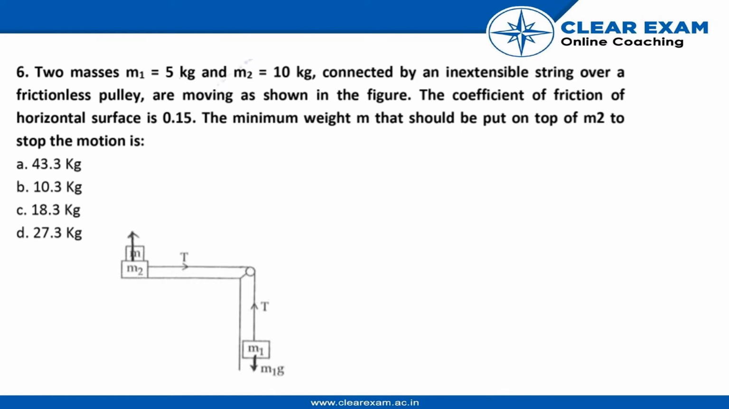Let's discuss the solution for this question. In this question, it is given that M1 is equal to 5 kg, M2 is equal to 10 kg, right? And the friction between the horizontal surface of M2 is 0.15 frictional constant, correct? So we need to find the value of M. So let's see the solution.